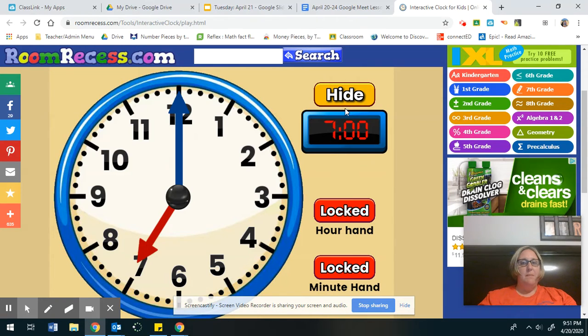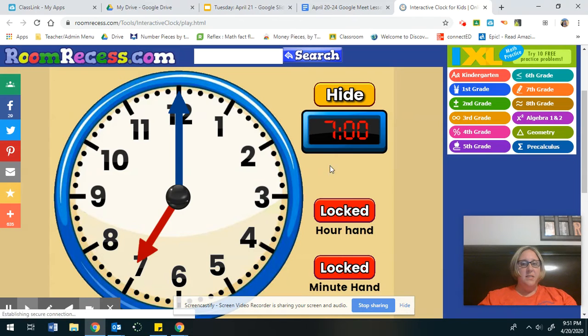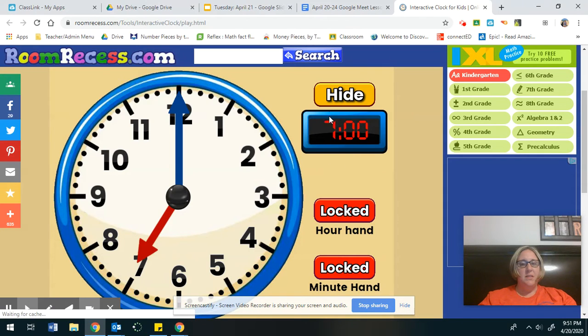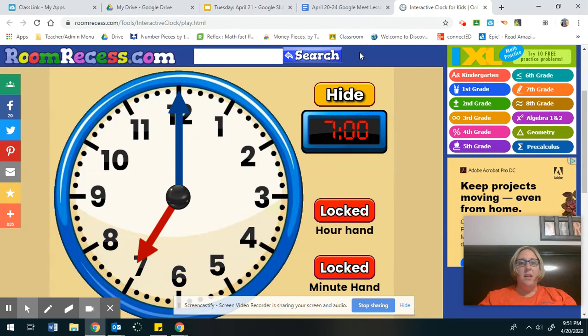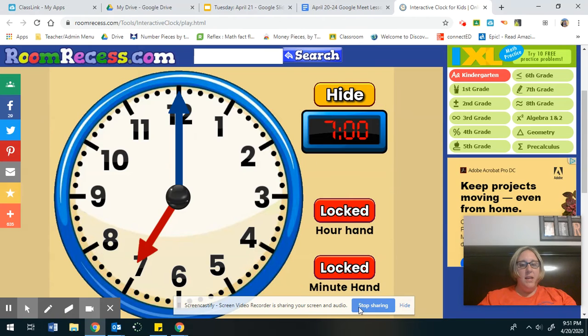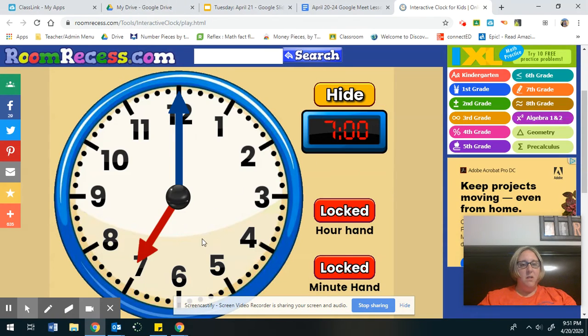If you look here at my mouse, right now I'm showing you a digital clock. This is a digital clock because it just shows you the numbers. It is showing you the time 7 o'clock. And then over here, next to the digital clock, is an analog clock.